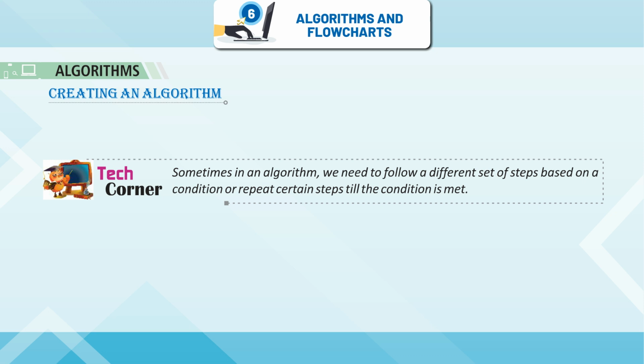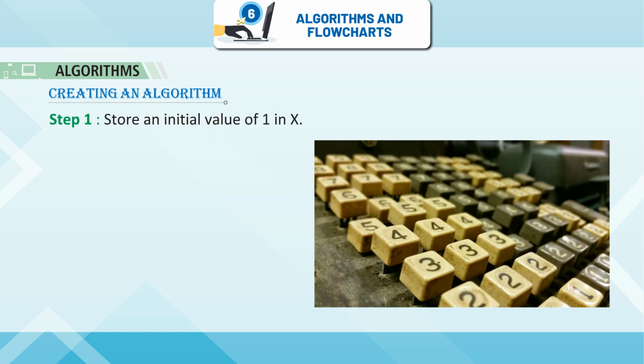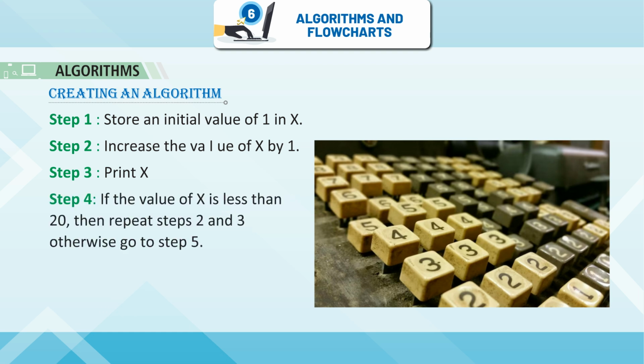Sometimes in an algorithm, we need to follow a different set of steps based on a condition or repeat certain steps till the condition is met. Example 3. An example of an algorithm for printing numbers from 1 to 20. Step 1. Store an initial value of 1 in X. Step 2. Increase the value of X by 1. Step 3. Print X. Step 4. If the value of X is less than 20, then repeat steps 2 and 3. Otherwise, go to step 5.